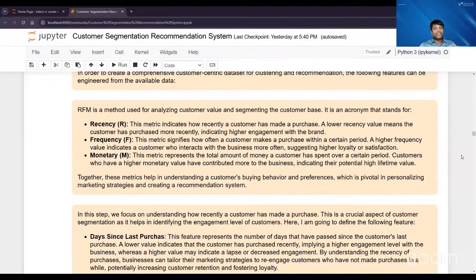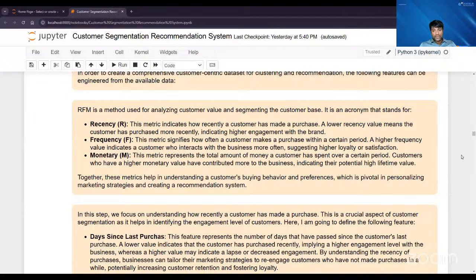The first one in RFM is R, which is recency. This is a metric which measures how recently a customer has made a purchase. Lower recency means the person is showing more interest and buying more products, and there is higher engagement with the brand. So we try to understand how many days it has been since a customer purchased our product.